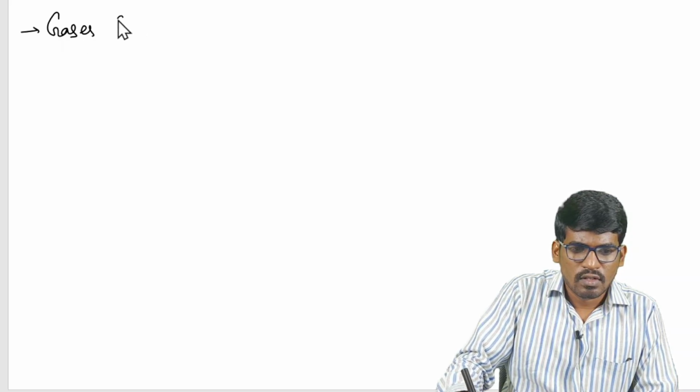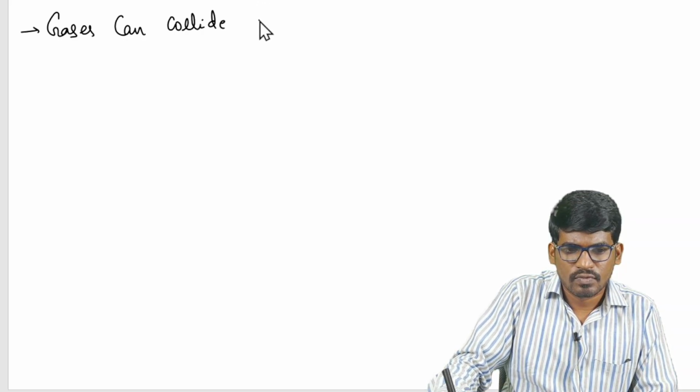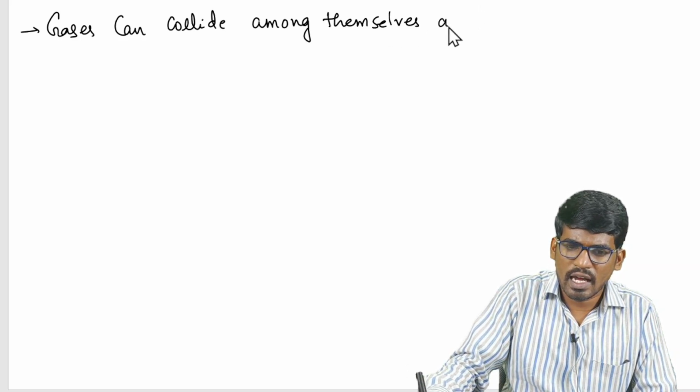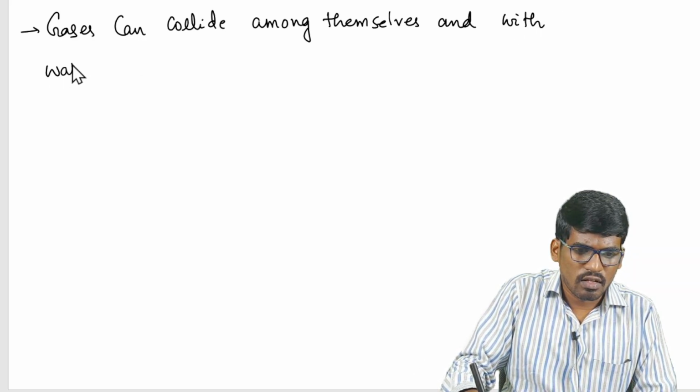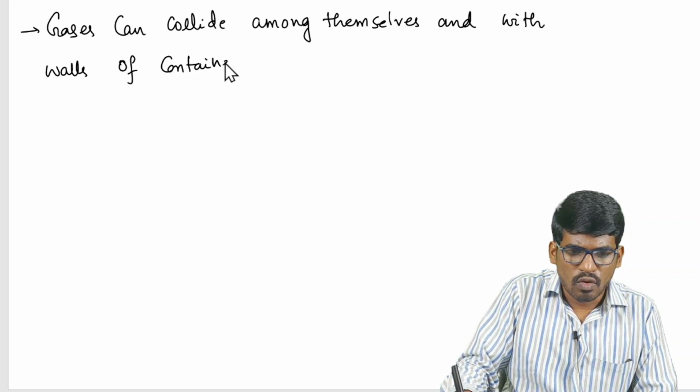When these gas molecules are moving in the container or vessel, they can collide among themselves as well as collide with the walls of the container. So gases can collide among themselves and with the walls of the container.